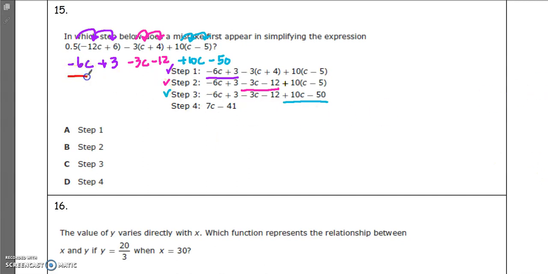If I combine my like terms, I have all these c values right here. I have negative 6c minus 3c. That would give me a negative 9c. And then plus 10c. So negative 9c plus 10c would give me 1c. And look what they have, 7c. So right there, I can stop and I know for sure that step 4 is going to be the wrong step.